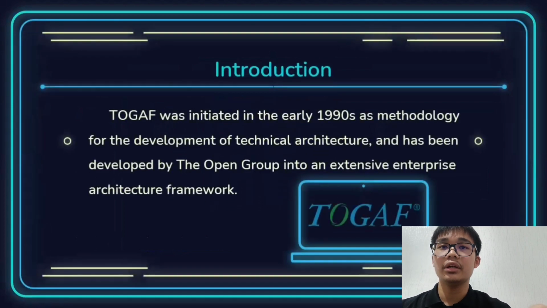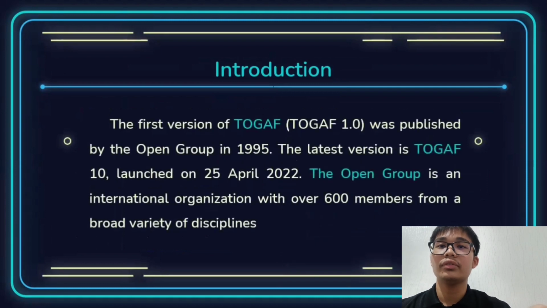TOGAF was initiated in the early 1990s as a methodology for the development of technical architecture, and has been developed by the Open Group into an extensive enterprise architecture framework. The first version of TOGAF, which is TOGAF 1.0, was published by the Open Group in 1995. The latest version is TOGAF 10, launched on 25 April 2022. The Open Group is an international organization with over 600 members from a broad variety of disciplines.